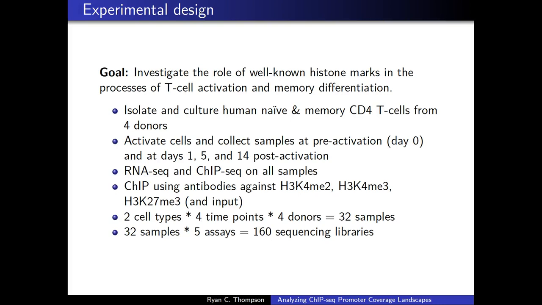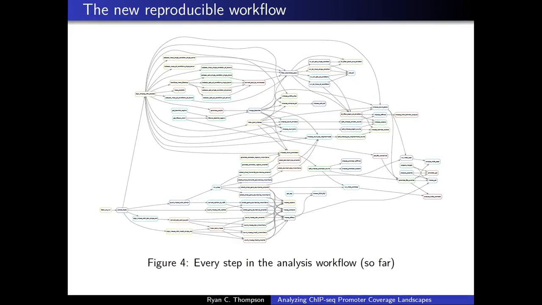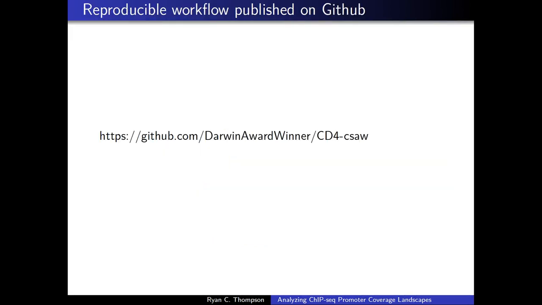But this of course is bulk RNA-seq and bulk ChIP-seq because it was done 5 years ago or something. So the original analysis already has a couple of publications. This is sort of the main one. And my current analysis is trying to go beyond this and get into more details. I have a reproducible workflow on GitHub. This is roughly all of the steps in it. And this is the URL where you can find it.